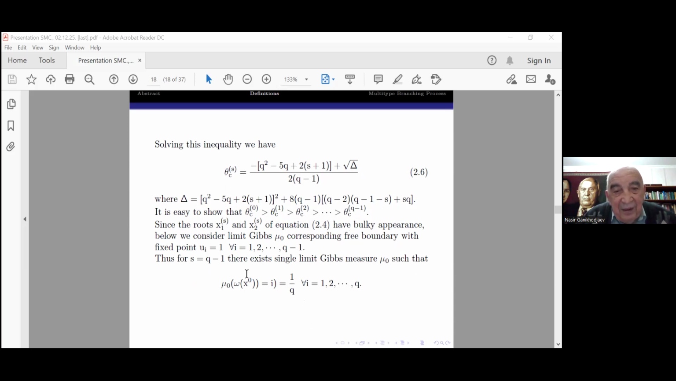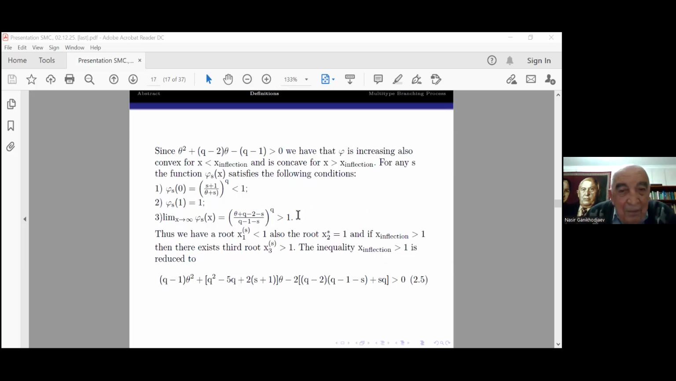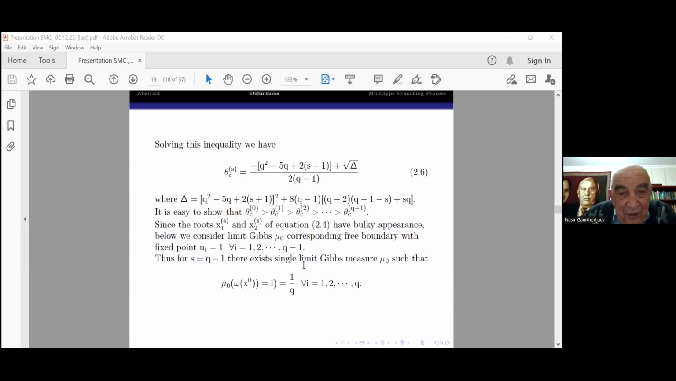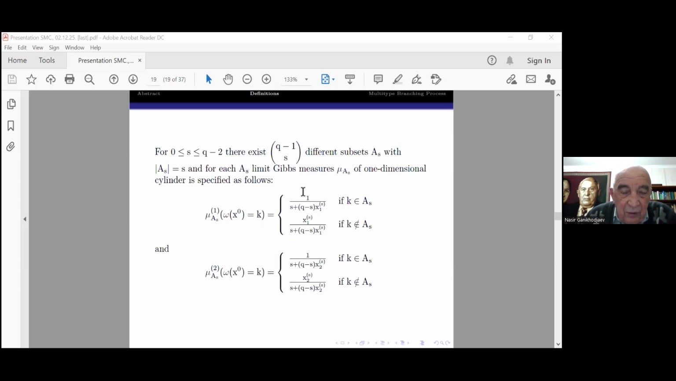Since all other roots have a very complex structure, in this presentation I will consider only this limit Gibbs measure with free boundary, that is the uniform distribution. The others can also be investigated, but this requires very huge calculations. So here is shown how we can compute the measure of one-dimensional cylinder sets for each measure.